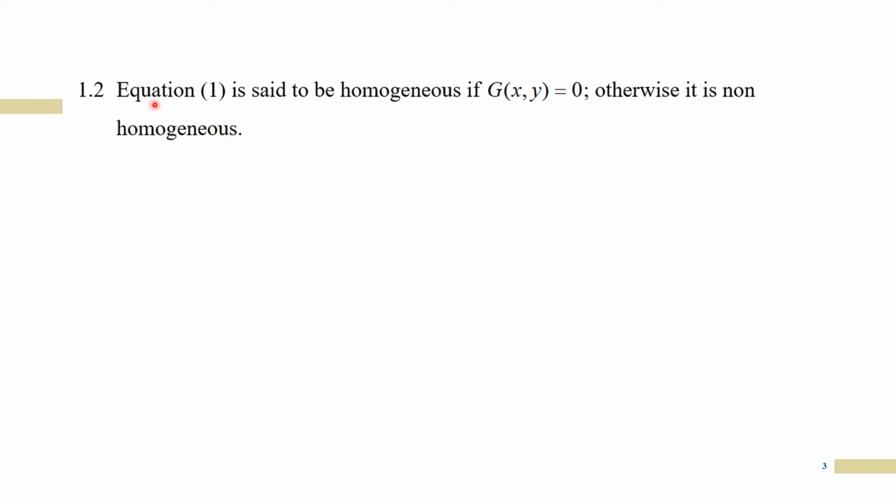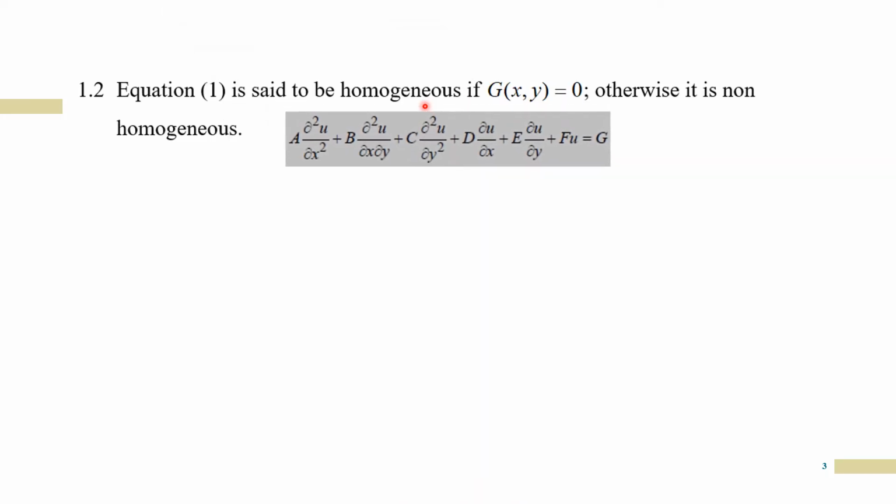Equation number 1, as shown in the previous slide, can be considered as homogeneous or non-homogeneous depending on the function G. Let me show you again equation number 1. So this is equation number 1. If G of x,y is equal to 0, then the PDE is said to be homogeneous. But if G of x,y is not 0, then the PDE is said to be non-homogeneous.